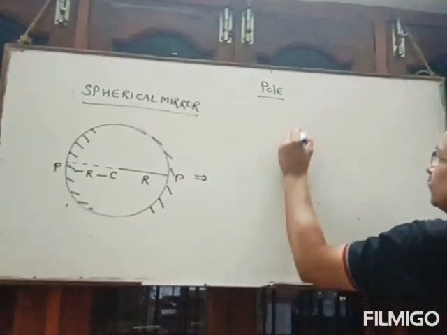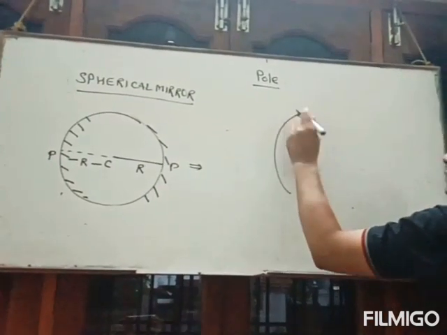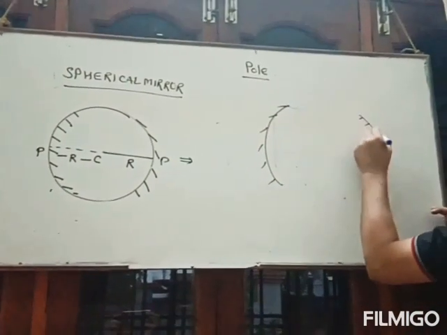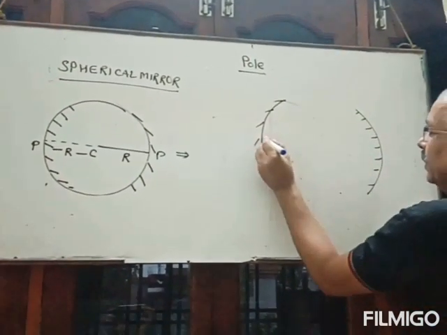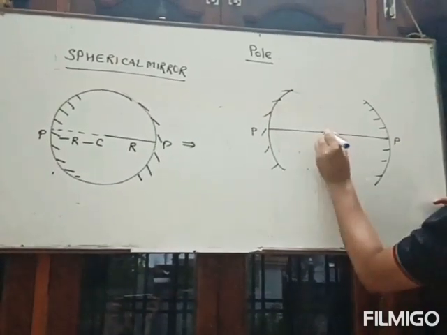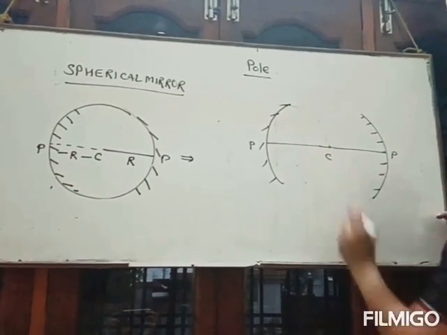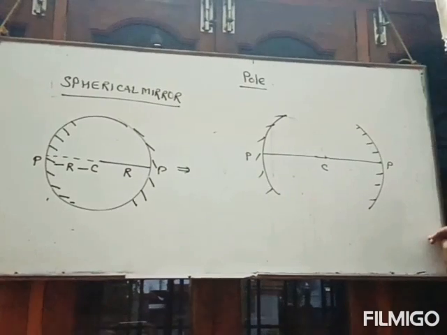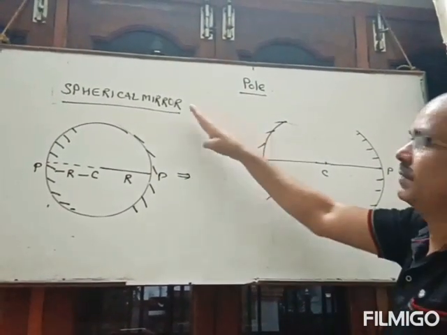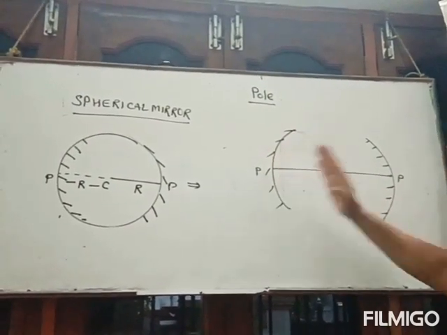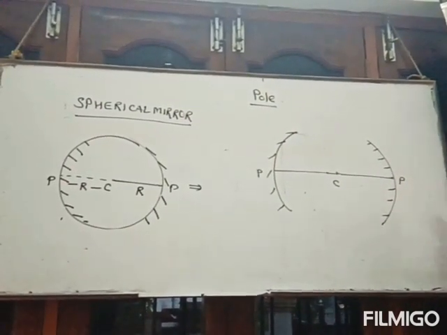Based on the spherical mirror, first point: pole. This is the concave mirror, and this is the convex mirror, with pole P and center C. Pole is the geometrical midpoint of the reflecting surface of the spherical mirror. So this pole is the geometrical midpoint of the concave as well as the convex mirror.